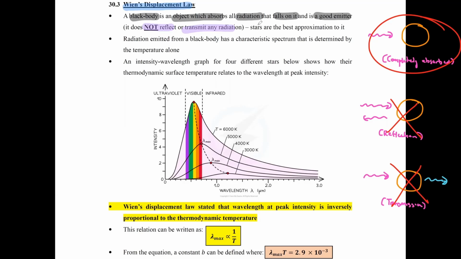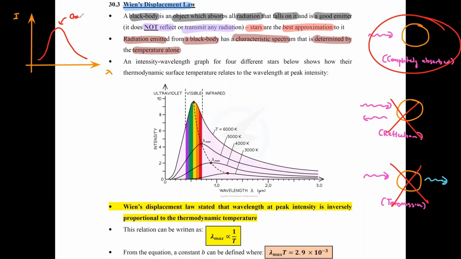So right now, stars are the best approximation to a black body. When it comes to a black body, the radiation emitted from a black body has a characteristic spectrum that is determined by the temperature alone. So right now, if you're talking about a graph of intensity versus wavelength, your graph should have a characteristic shape like this. This is what we meant by your characteristic spectrum. There will be variations in your wavelength as well as your intensity that varies according to this particular graph shape.